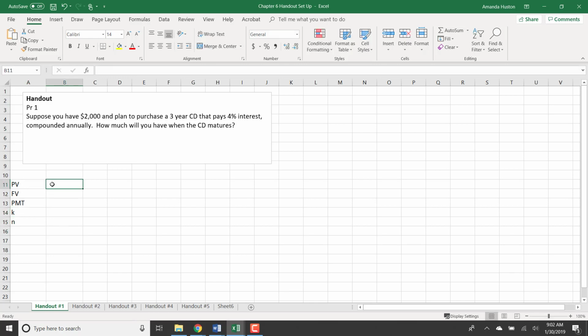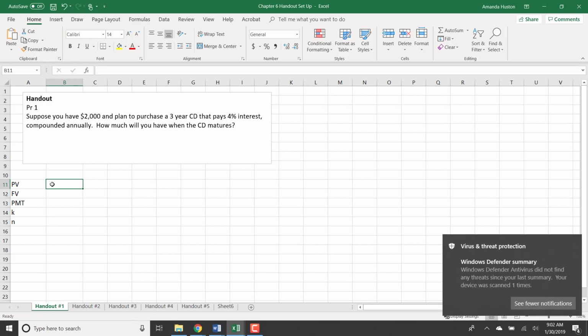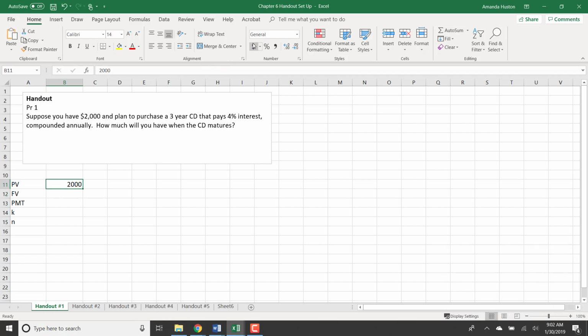In this problem, they gave us some information. We know that you have $2,000, so that's today's dollars. That's present value. I'm going to format this so we can see dollars. And we know that it is paying 4%, which is our interest rate, or K, annually, and that it's going to last 3 years. So what we're going to solve for is how much we will have when the CD matures, which is future value. I'm going to highlight what we're solving for in yellow so you can find the formula.